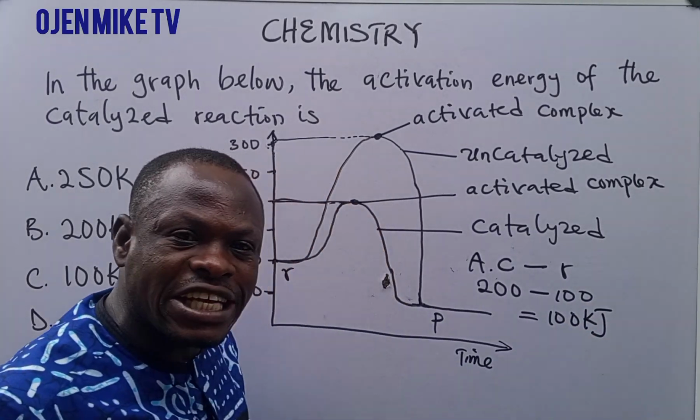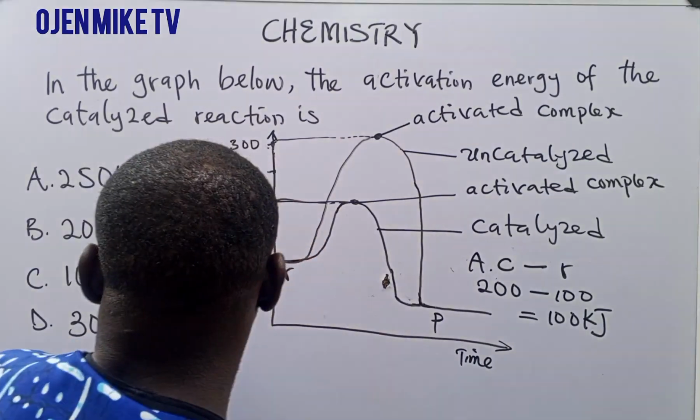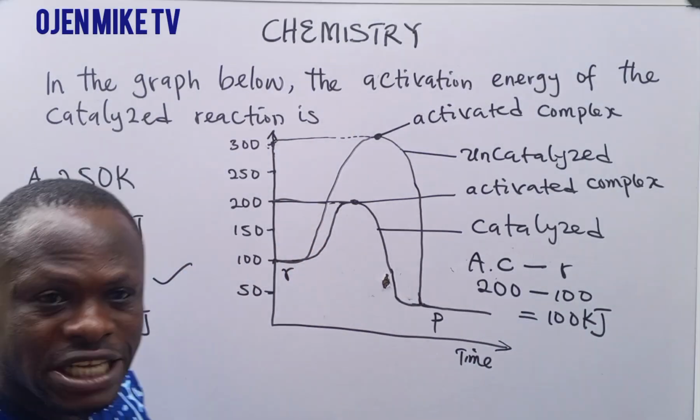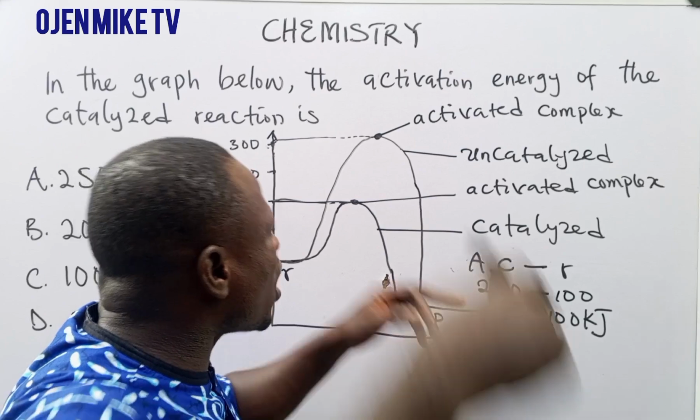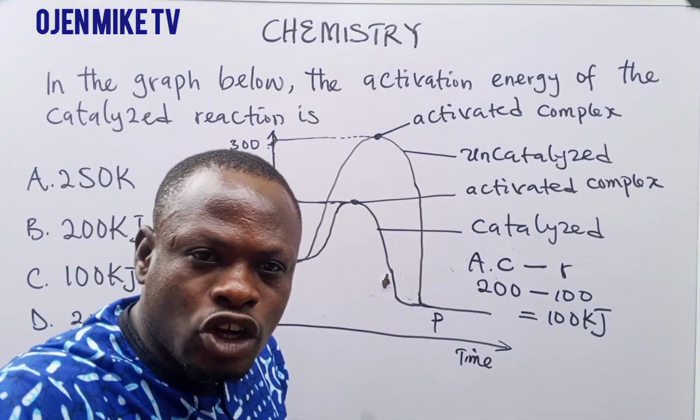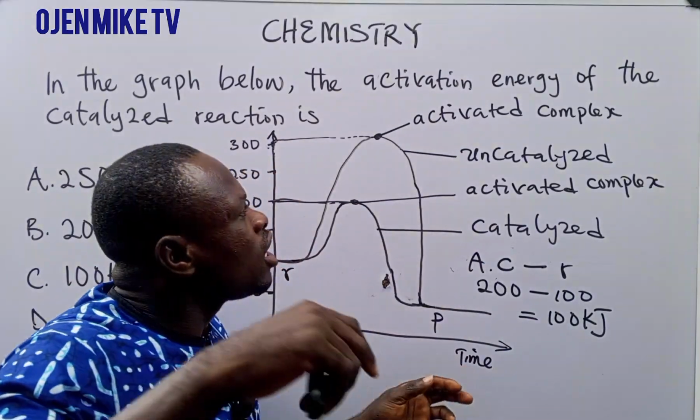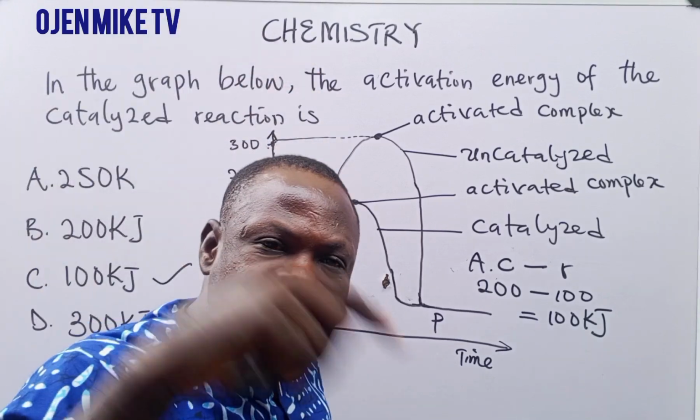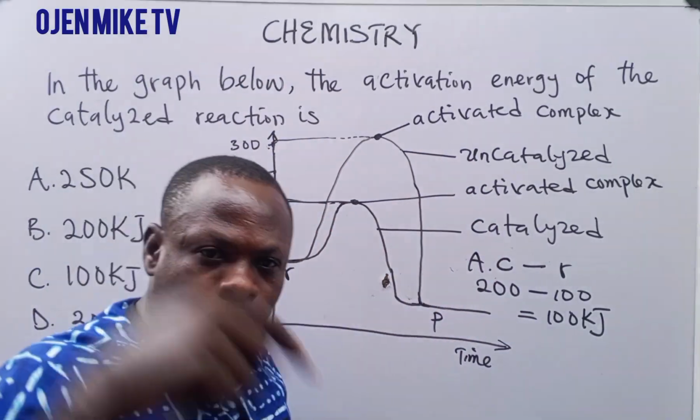So the activation energy of the catalyzed reaction is 100 kilojoules. You understand? Why the activation energy of the uncatalyzed? Drop it in the comment section. The activation energy of the uncatalyzed reaction in this diagram, drop it in the comment section.